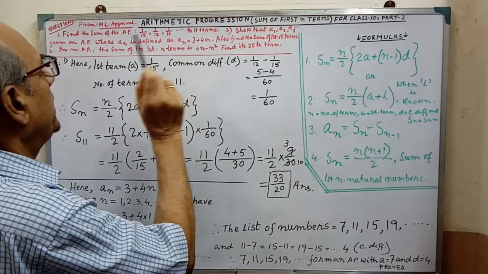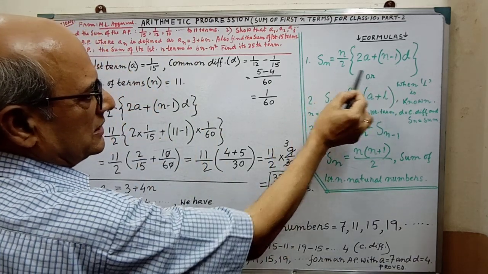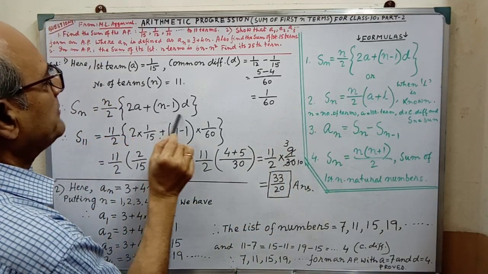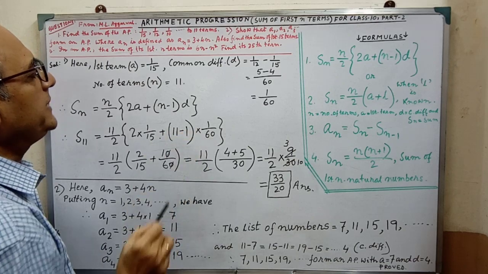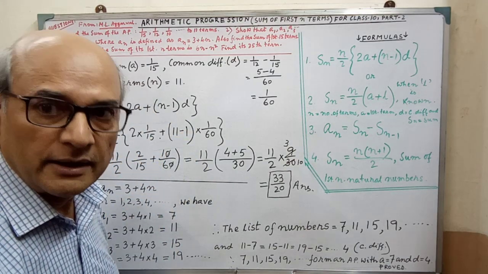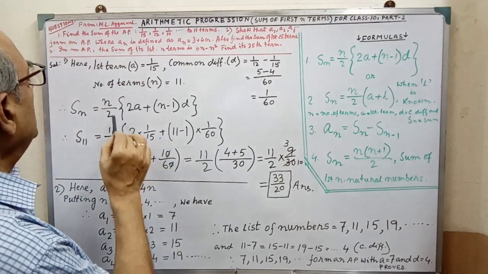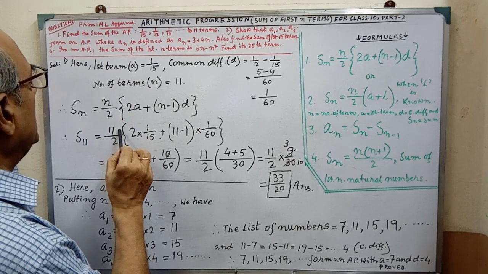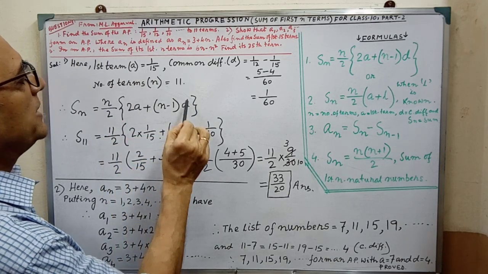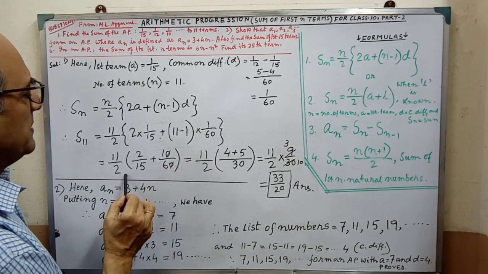Now we have to find out the sum, that is this formula. By applying this formula, therefore Sn equal to, you have to write the formula. After writing the formula, relevant value you have to write. After writing the values, then you have to simplify. Then in place of n, that is 11, and in place of a, that is 1 by 15, and in place of d, that is 1 by 60. After that we have to simplify.